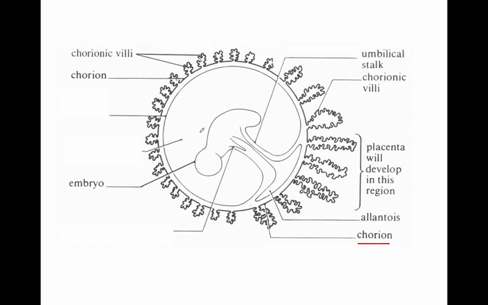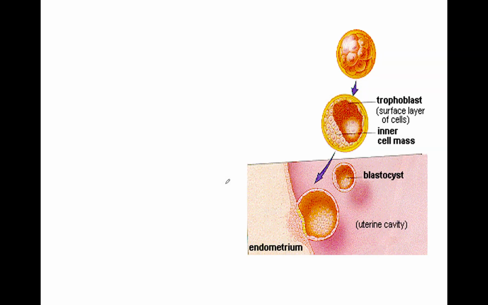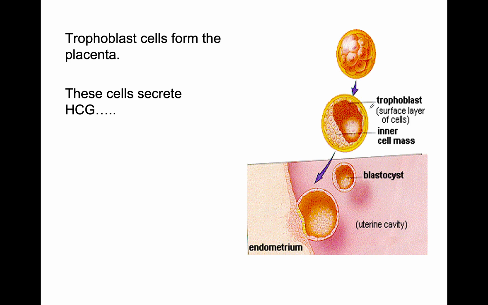The embryo is within the amniotic cavity. The amnion is a sac that surrounds that amniotic cavity, and then there is a yolk sac there. Okay. So, surrounding the blastocyst is a surface layer of cells called the trophoblast. It is those trophoblasts which produce the chorionic villi and will eventually develop into the placenta.